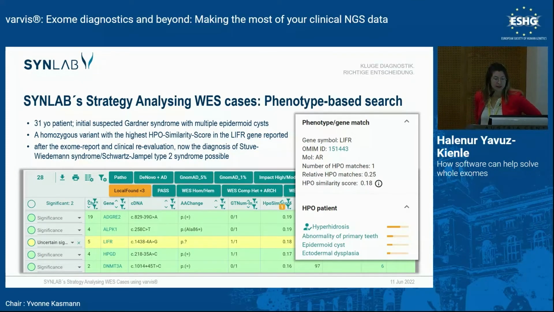This part is what I like the best, because if I didn't identify any straightforward variants, right, a de novo variant is easy to find, a homozygous variant in a consanguineous family is easy to identify. If we didn't see anything so far in a case, then it becomes the more interesting part for us. This is a 31-year-old patient with an initial suspected diagnosis of Gardner syndrome. We received too little information on this patient initially. I think we received four HPO terms on the patient.